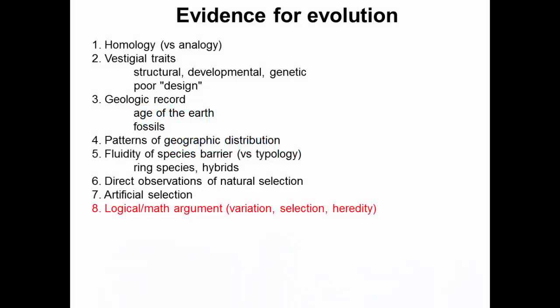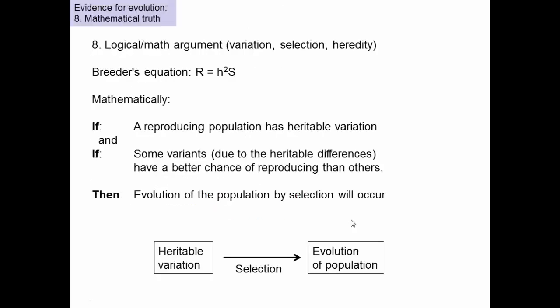Our last line of evidence for evolution is a more theoretical or mathematical argument that builds upon what we saw in artificial selection: that variation, selection, and heredity are key to evolutionary responses. So in this math argument, we're looking at variation, selection, heredity. This is coming from the Breeder's equation. So this is essentially evolution, right? Change. This is heredity. And variation is within the selection differential, right? Things needed to be variable in order for selection to occur.